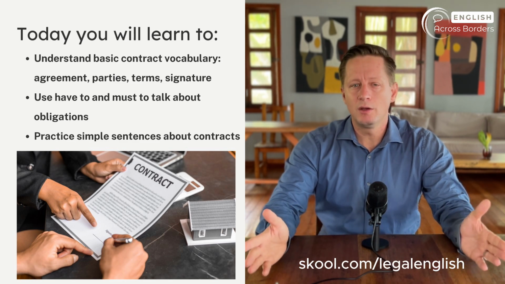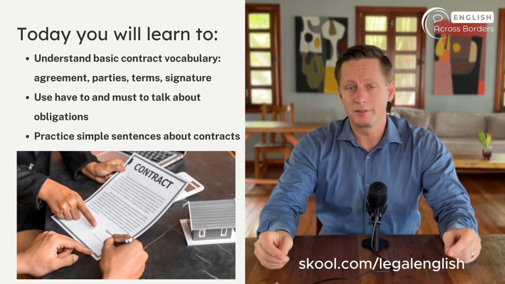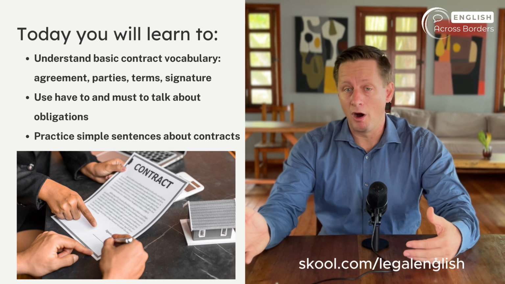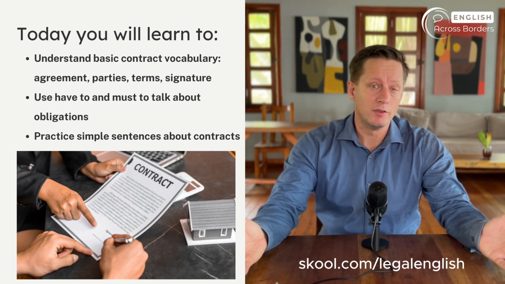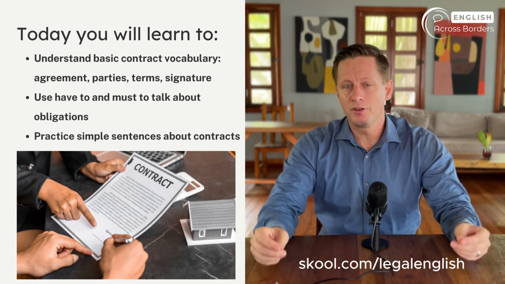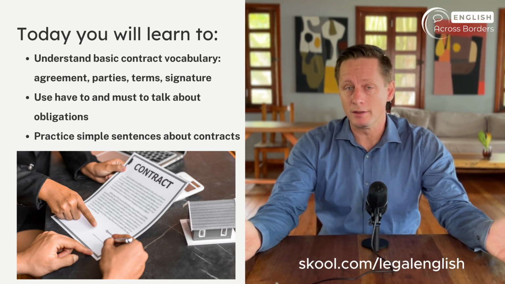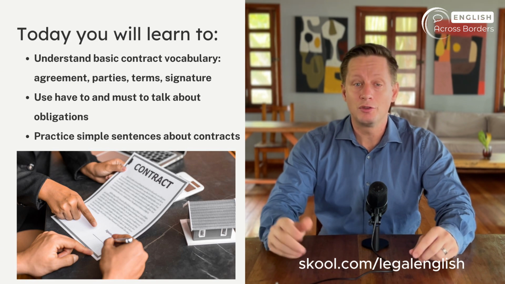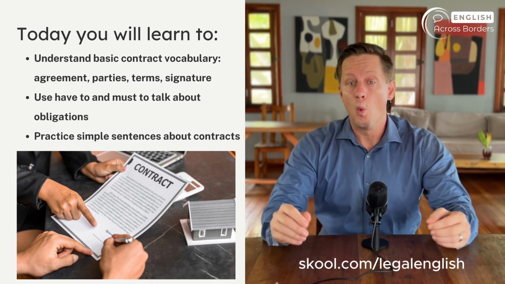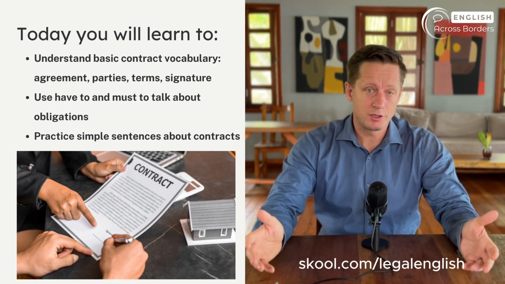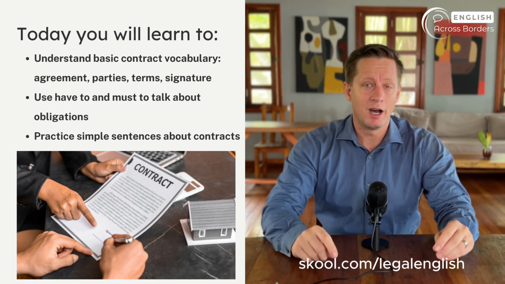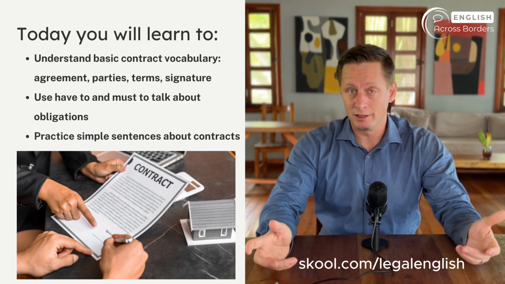Here's what you'll learn today. First, we'll look at key words that are used in contracts, like agreement, which is a promise between two or more people, parties, which means the people involved, terms, the rules in the contract, and signature, the person's name written to show agreement. Next, we'll learn how to use have to and must to talk about obligations, what people need to do in a contract. Finally, we'll practice making simple sentences about contracts to help you speak clearly.